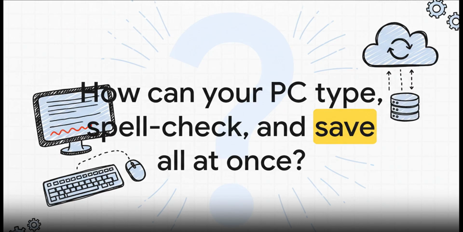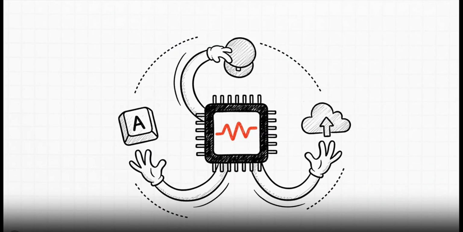You're typing away, and almost instantly, a little red line pops up under a typo, all while the autosave feature is quietly working in the background so you don't lose anything. How on earth can one single program do all of that at once without just freezing? Well, the answer, the absolute secret sauce to all of this, is a powerful idea called multithreading.